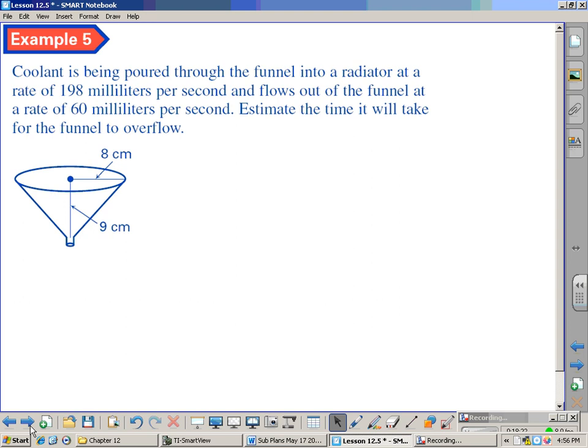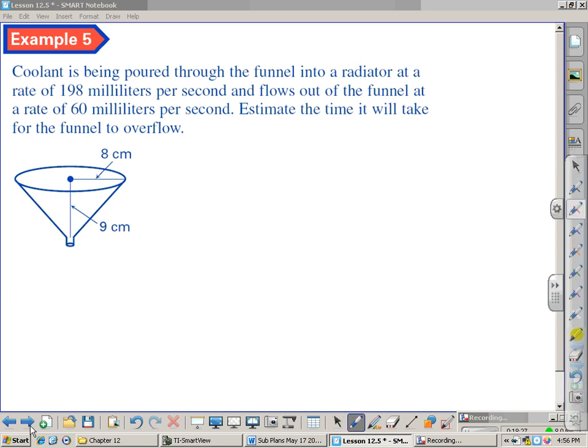First off, we're just going to ignore the fact that there's a little tip on the funnel. We're going to take this as a whole shape and just call it a cone. So it looks like a cone here. We're going to take it as a cone. So the volume will be 1/3 pi r squared h. That is the volume of a cone. So we're going to use that to find the volume.